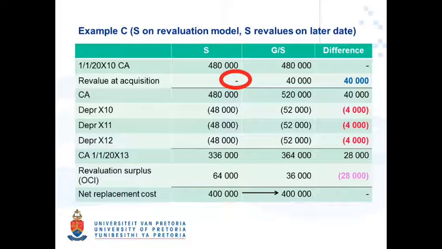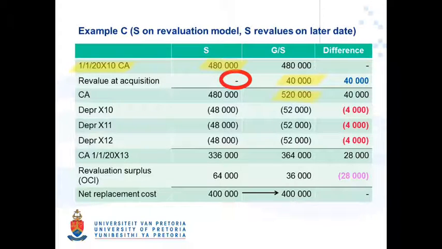How do we identify the differences? We compare what's recognized in S to what we want to be recognized in the group statements. Whenever we identify differences, we know it will lead to consolidation journal entries. This calculation is performed from acquisition date. On this date, the carrying amount of the equipment was 480,000 in S, and the fair value is 520,000. That resulted in a revaluation surplus value adjustment at acquisition date of 40,000 Rand.